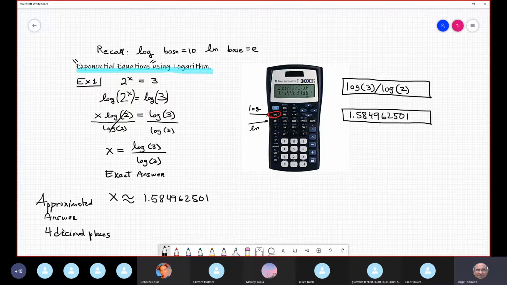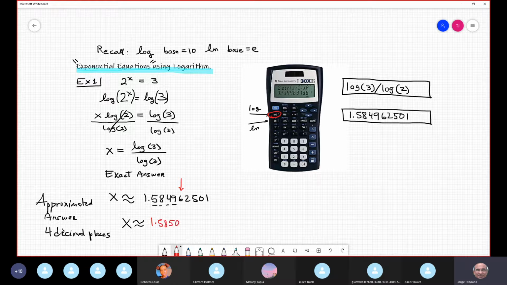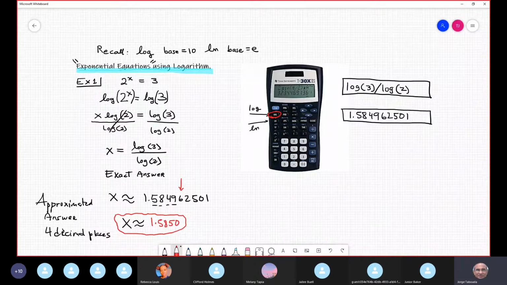Okay, but the professor said he wants 4 decimal places: 1, 2, 3, and 4. And you round off. If the next digit is 5 or greater than 5, you increase by 1 the previous digit. So 9 plus 1 is 10. So actually my answer is 1.5850. Four decimal places. End of the story. Any question? Did you do that on your own calculator or no? Is this clear, or confusing? Clear. Good.